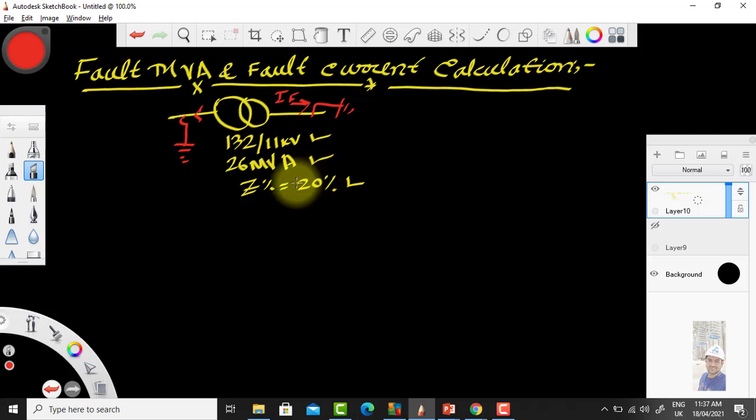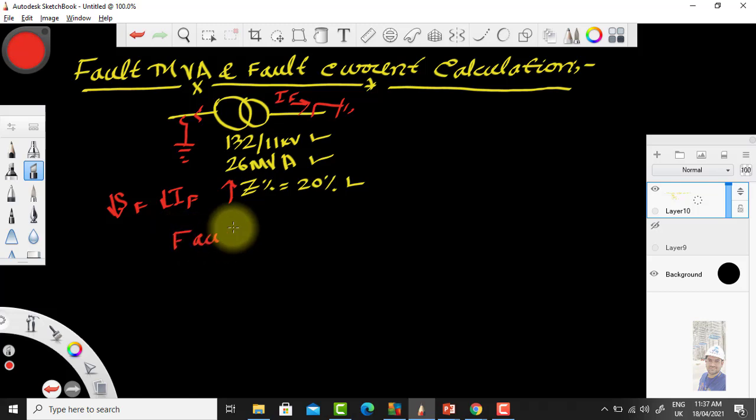Fault MVA is basically the capacity of a transformer to create fault current. If the fault MVA is more, then the fault current will be more. If the percentage impedance of the transformer increases, then the fault current will decrease, and similarly the fault MVA will also decrease. This is a very simple formula. So let's now calculate the fault MVA of this given transformer.